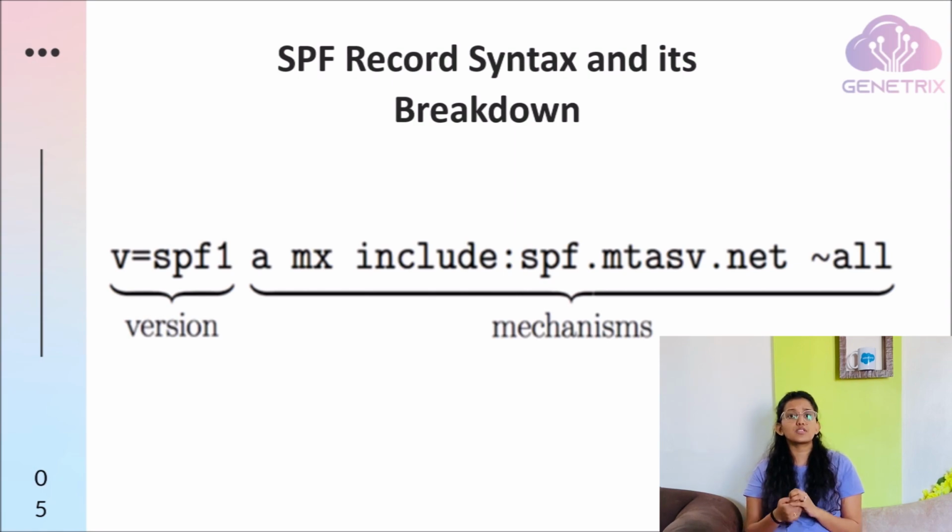The version prefix is pretty simple. Since there can be multiple TXT records for a domain, this is the way to let parsers know that this is the record to be used for SPF checking. Now, the second part of the SPF record are the mechanisms. These specify different rules on how to check for SPF.